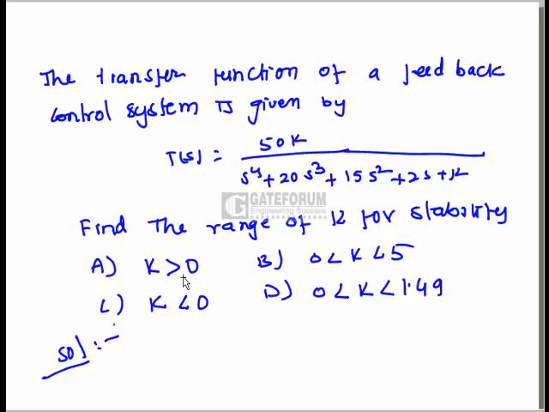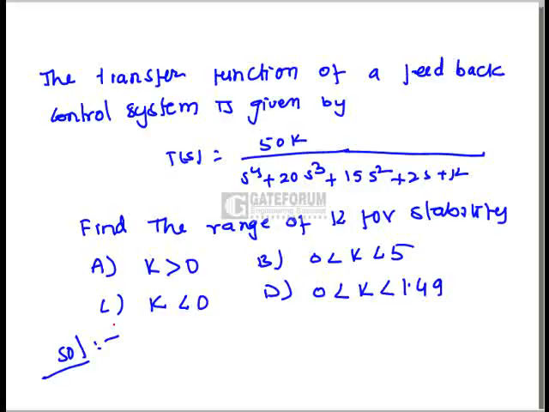The transfer function of a feedback control system is given, and that is T of S equals 50k by S power 4 plus 20s cube plus 15s square plus 2s plus k. Now he is asking to find the range of k such that the system is stable. A system is described by the transfer function given in the problem, and we have to find the value of k such that the system is stable.